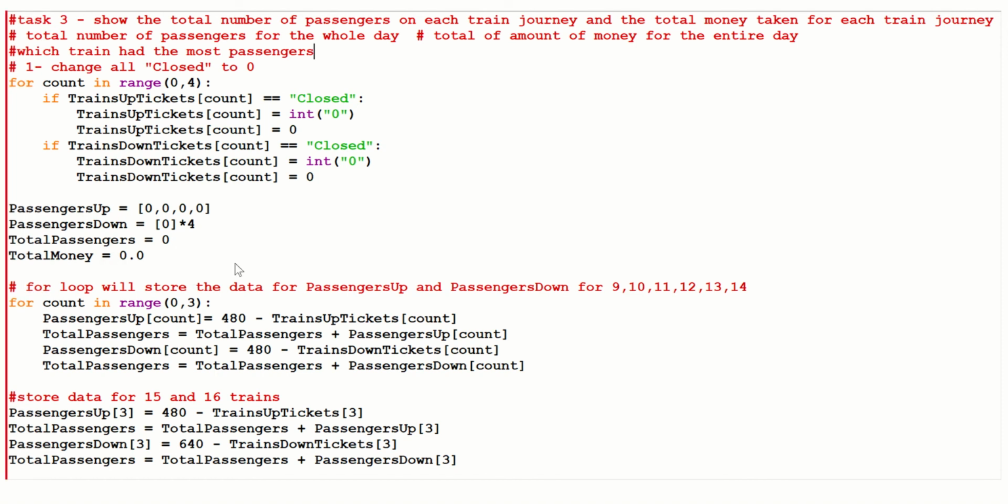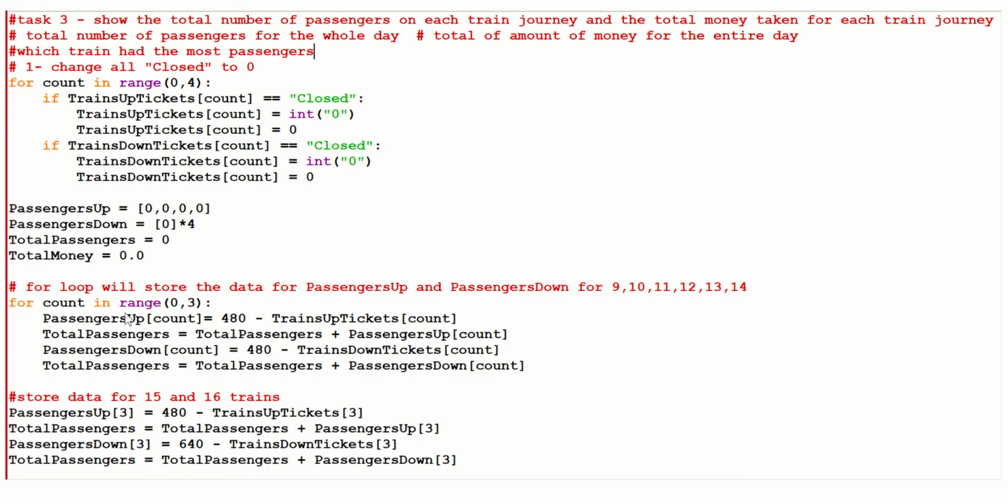So the for loop will store the data for passengers down for 9, 10, 11, 12, 13, and 14, and this one's for 15, 16, because all of them have 480 total tickets, all of them have 480 tickets for each train except for 16. So 15 and 16 are together, 9 and 10 are position 0, 11 and 12 position 1, and 13, 14 position 2, and these are position 3, so they will be positioned separately, like in the array.